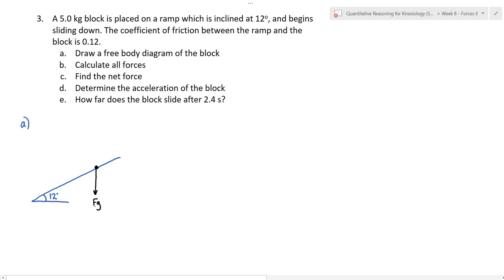Because the block is on a surface, there's going to be a normal force, but the normal force is always perpendicular to the surface. So we need to draw a force vector that's perpendicular to the ramp itself. It would look sort of like this. Okay, so that's my normal force.